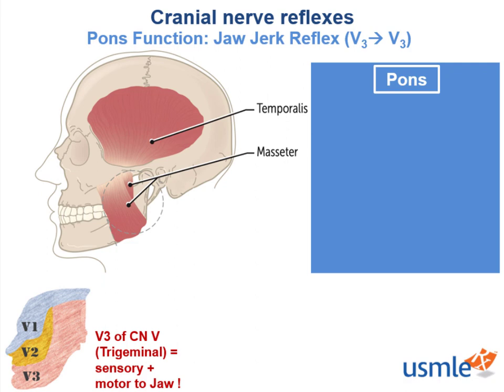So many people mess this up, but just remember that the V3 branch of the trigeminal nerve is called the mandibular branch. So it controls the mandible. So that is one way to think about it, and I hope that helps you. Now, to test the jaw jerk reflex, we need to stretch the masseter muscle. This can be done by tapping the chin of a patient whose mouth is slightly open.